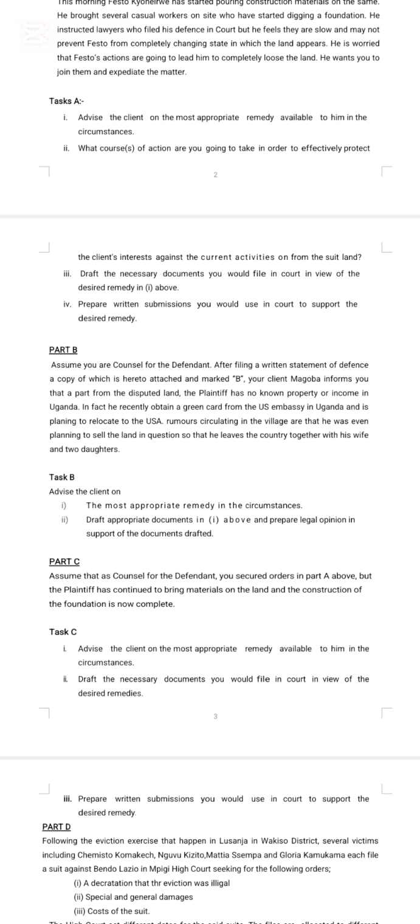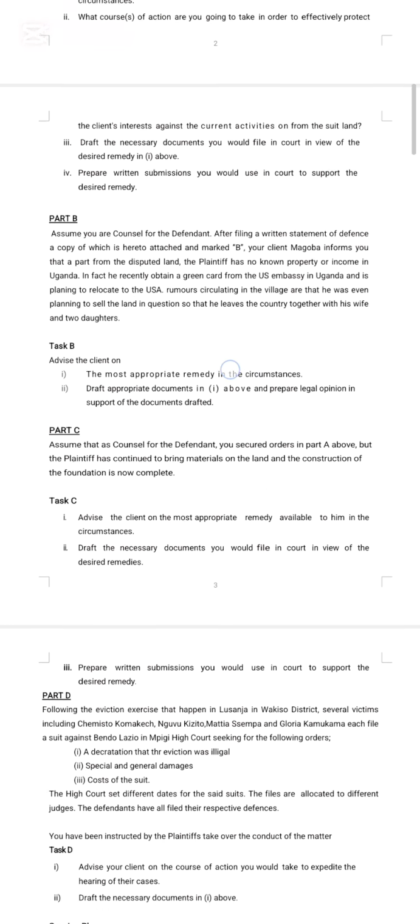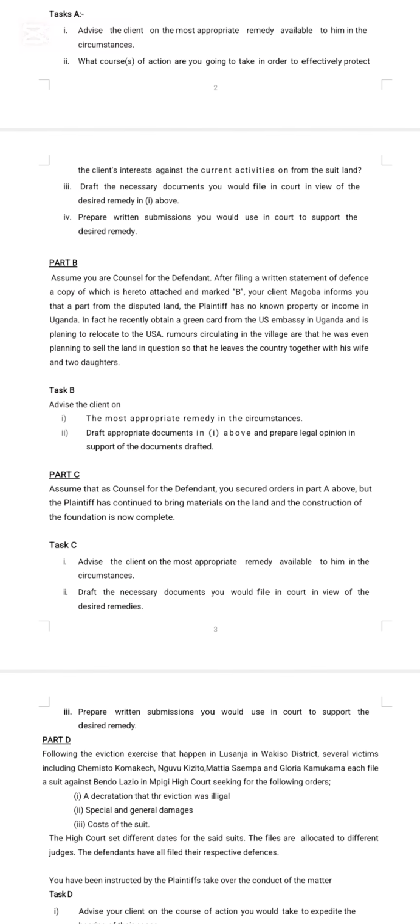So draft the necessary documents you would file in court in view of the desired remedy in one above. Basically we have applications for temporary injunctions as well as applications for interim orders, which is by notice of motion supported by an affidavit, whereas for temporary injunction it is chamber summons supported by an affidavit. Prepare written submissions you would use in court to support the desired remedy. For the temporary injunction, I would submit on the existence of a prima facie suit, second, irreparable damage, and third, you also have to submit on the balance of convenience.